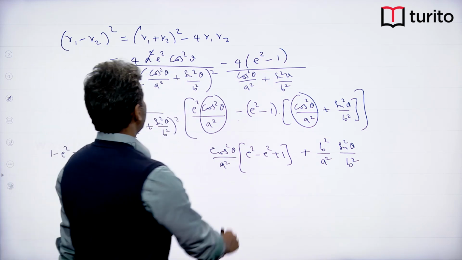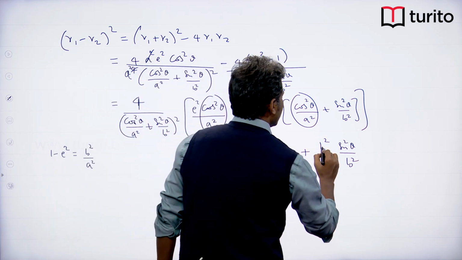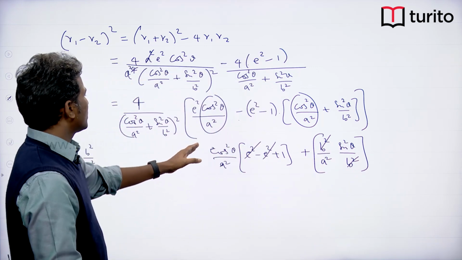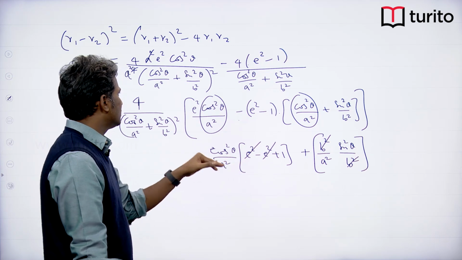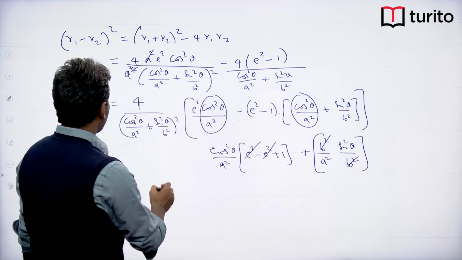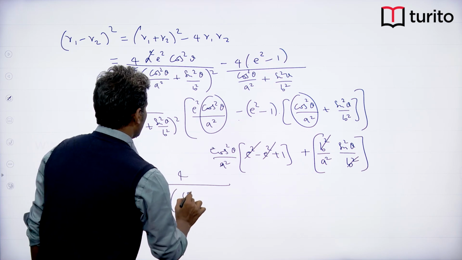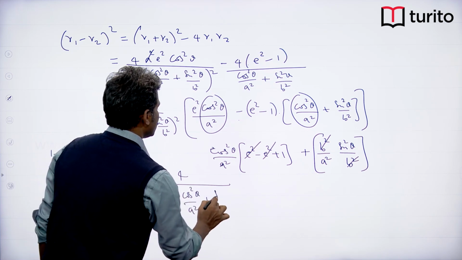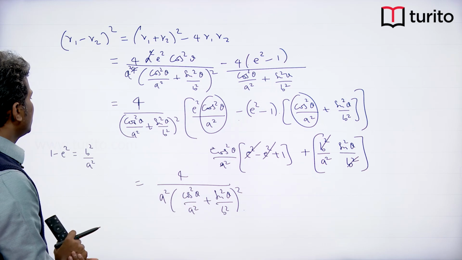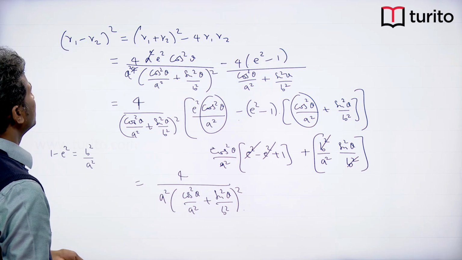Okay, so what is left here? We are getting E square cancelled, and here B square is also getting cancelled. So, we are basically getting cos square theta plus sin square theta by A square in the numerator, which will be 1 by A square. So, effectively the value is going to be 4 by A square into (cos square theta by A square plus sin square theta by B square) whole square. Okay. So, this should be the length of the chord that is required here. Let me just check if we have made any mistakes here.